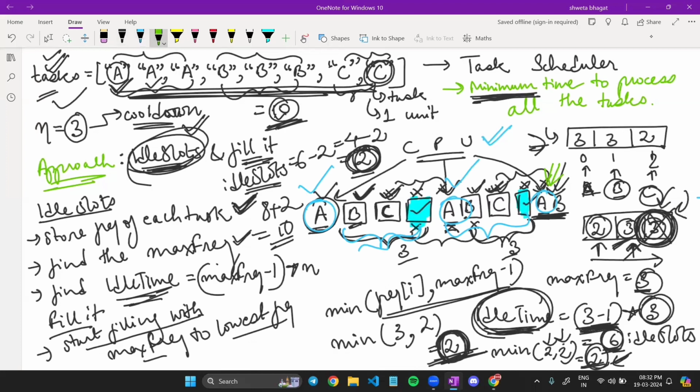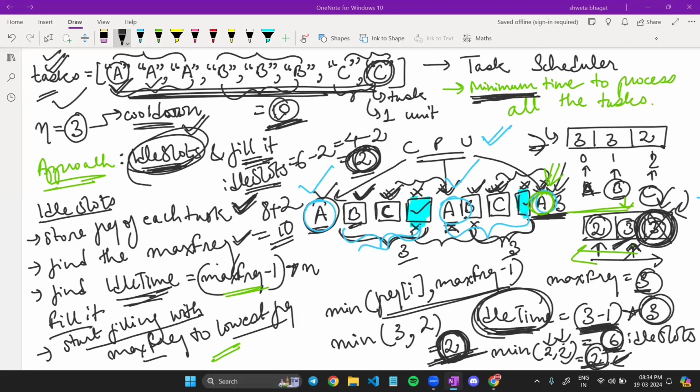The reason is that since this has the maximum frequency, we are sure that we won't have any elements towards its right. So it means we don't need any empty slots towards the right, correct? Once we have found out the idle slots, we simply have to fill them. And how are we going to fill it? We will start filling from right to left. That is, we will start filling from the max element and move backward, correct?